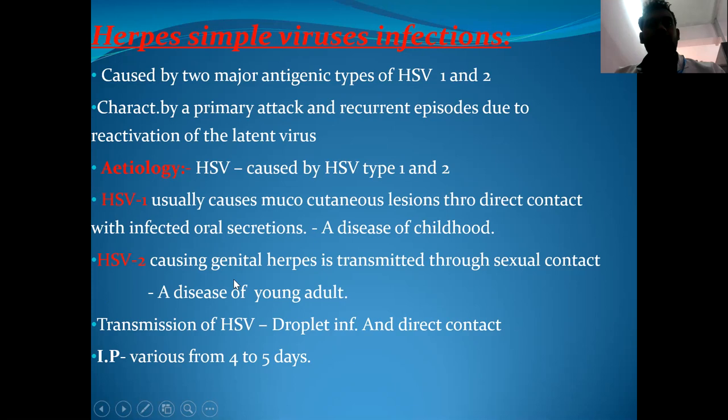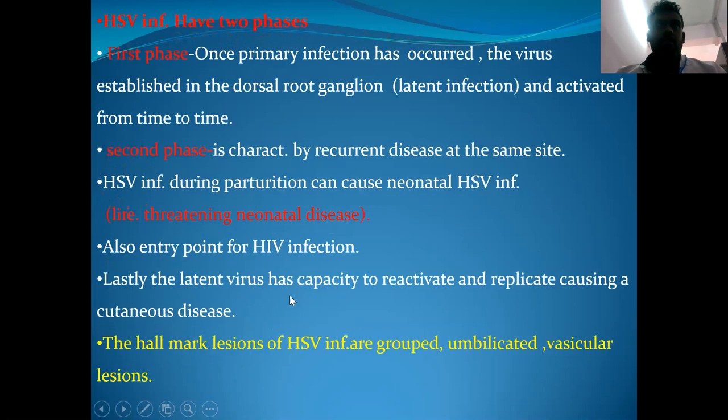Transmission of HSV is mainly by droplet infection and also by direct contact. The incubation period of herpes simplex is very short. It can range anywhere from 3 to 5 days. HSV infection has two phases. The first phase is whenever there is a primary infection, the virus is established in the dorsal root ganglion, and then it will reactivate from time to time.